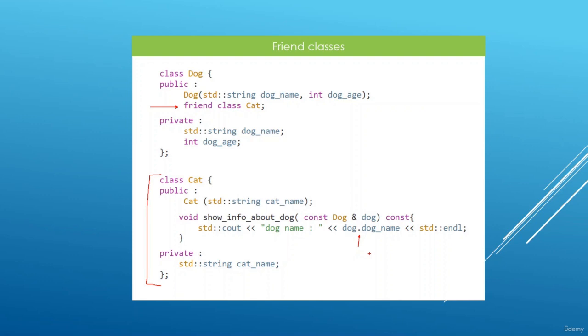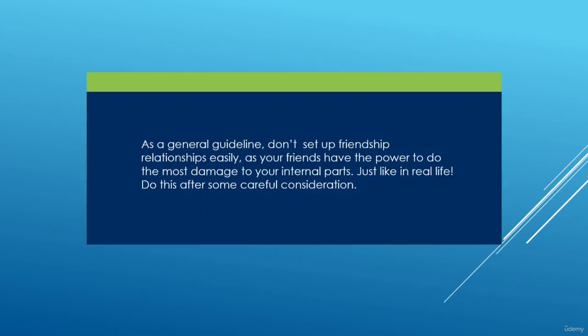So you should be careful before you give any external entity access to your own private member variables. And as a general guideline, you shouldn't set up your friendship relationships very lightly. Please do some careful consideration before you do this, because the moment you do that, the external entity is going to have a lot of power to really modify the internal parts of your class and make sure this is really what you want. This is really all I had to share in this chapter.